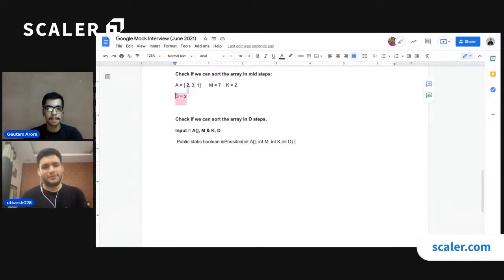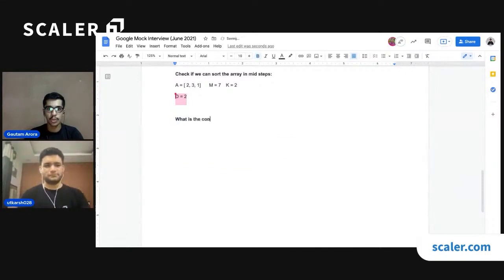So what is the condition you will write to check whether we can make it 0 or not? Let's skip the code part for now. We don't want code, we just want that condition. So first we'll find the gap between m minus 1 and 2. The gap in this case is 4.